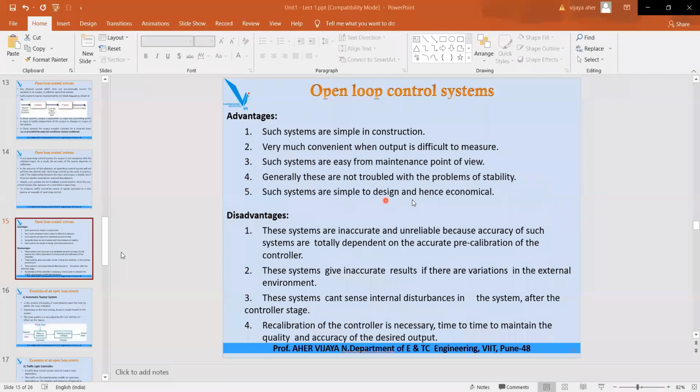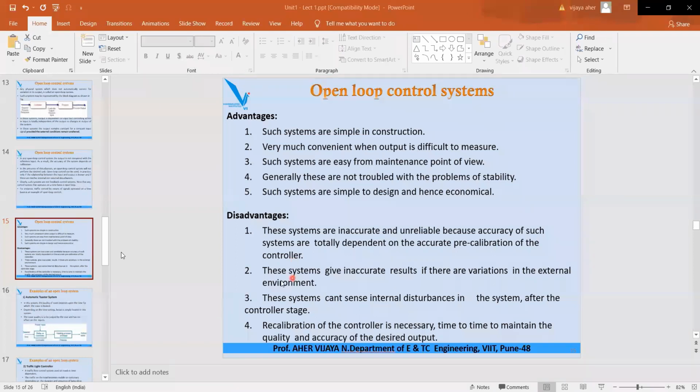Such systems are simple to design and hence economical. To design a controller for such an open loop control system is also simpler. So these are some of the advantages of open loop control system. Now let us see the disadvantages. The very first is that these systems are inaccurate and unreliable, because the accuracy of such systems is totally dependent on the accurate pre-calibration of the controller. Main disadvantage.